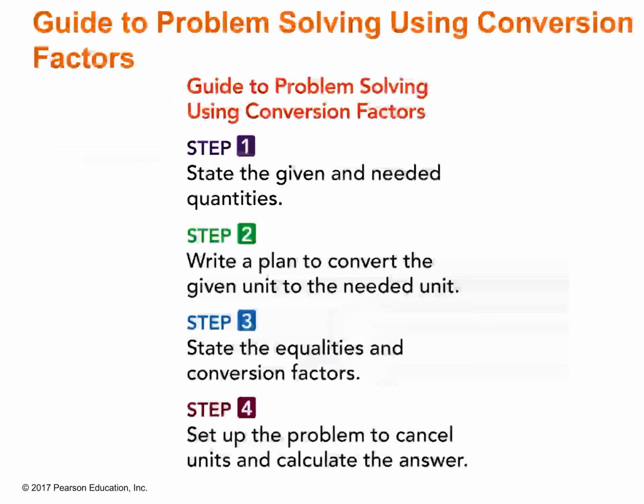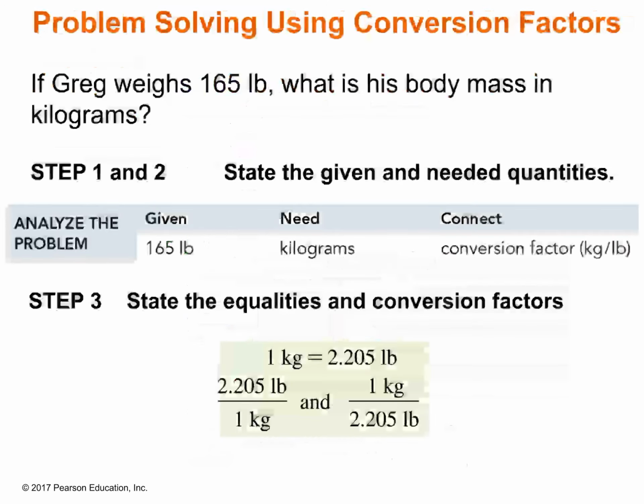Okay, so now we can use these conversion factors to actually go about solving problems. This here describes the general process that you're going to use to solve the problems, but I'm going to go ahead and talk it out because I think an example problem is a little more helpful. But you can keep this slide as a reference in case you forget. So here we go. If Greg weighs 165 pounds, what is his body mass in kilograms? So this is a really good example of how we would use these conversion factors. We're starting off in one unit and we need to get it to a different unit.